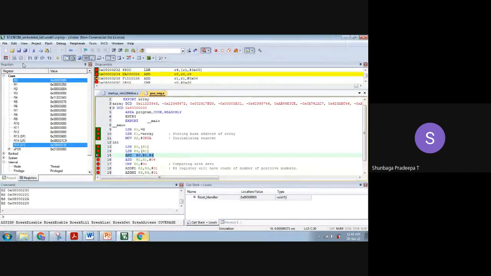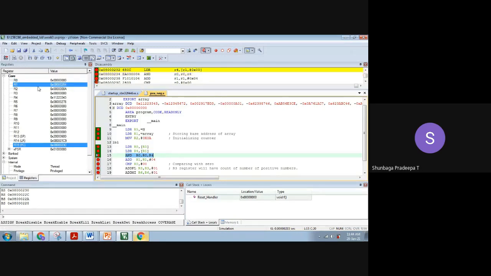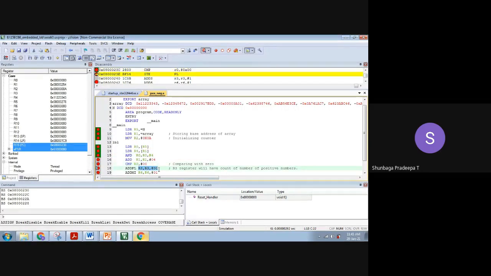Now what will you do? Where is the pointer now pointing to? The base address 8 followed by 250. When you run this, you are incrementing by 4. That means you are pointing to the next data. After that, you are comparing whether the result is 0. If it is 0, it is a positive number. So R3 will now be incremented by 1. It indicates the first number is a positive number and it is being incremented.